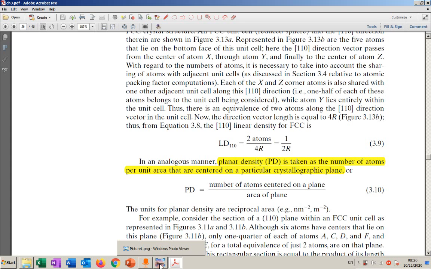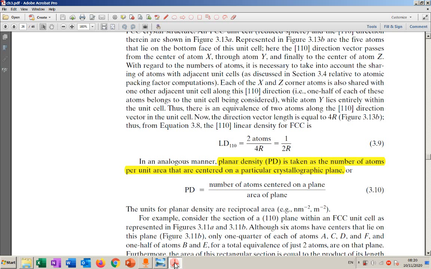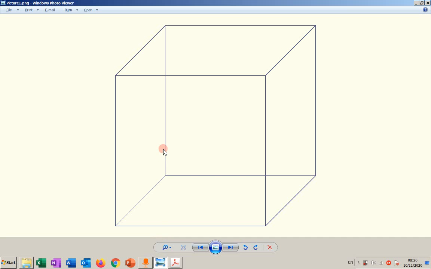Now, in order to explain, we're going to start with the equation that we have. The equation for planar density says number of atoms centered on a plane over area of plane. So here, since we have a plane, we'll take the area of the plane and the number of atoms within the plane. Let's do an example to explain the basics.